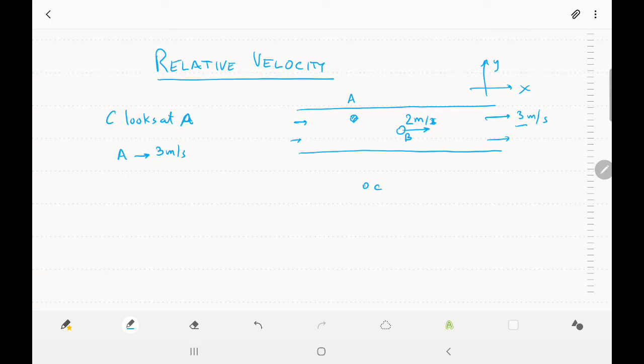And when C looks at B, B will appear to be going really fast, and B will appear to have a speed of 3 plus 2, which is 5 meters per second. So the speed of B will be the sum of his own speed plus the speed of the platform.